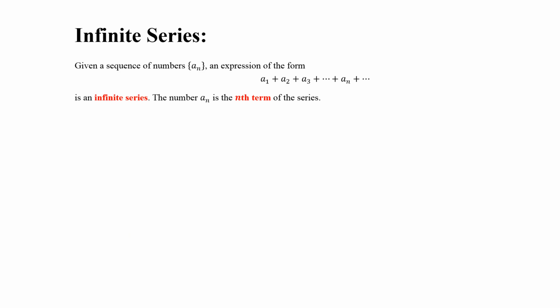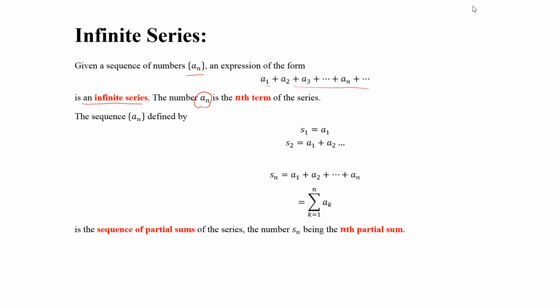So first of all, let's define infinite series. Given a sequence of numbers a_n, the expression of the form a1 plus a2 plus a3 and so on, that is, we are adding the terms of the sequence. This expression gives us the sum of infinitely many terms of the sequence, and it is called an infinite series. So the number a_n is the nth term of this series.